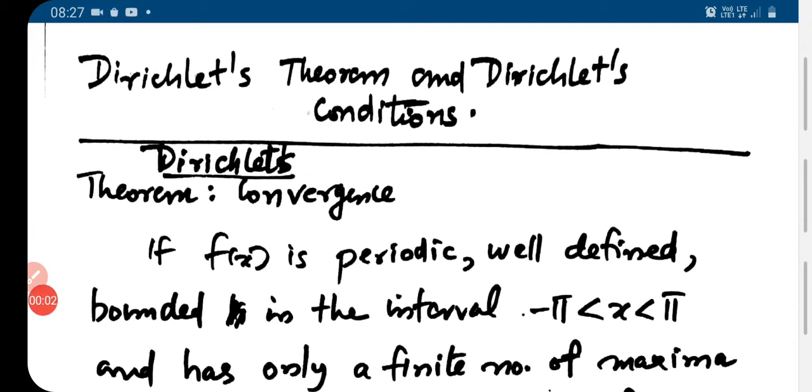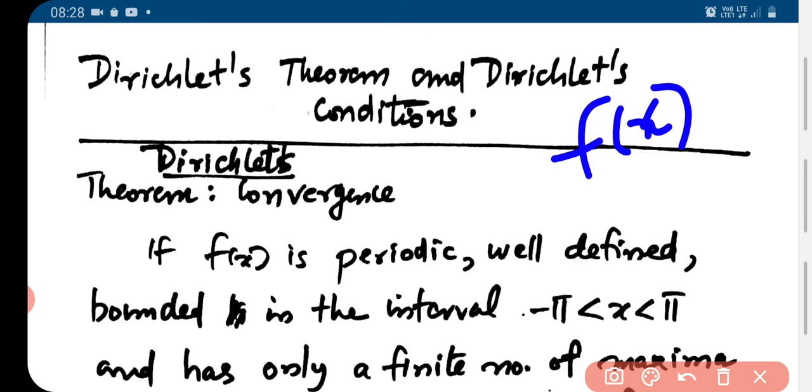Hi, let us today discuss Dirichlet's theorem and Dirichlet's conditions. This is an important theorem connected with the Fourier series, and it discusses the convergence of a function. We are expressing a function f of x as a Fourier series, as an infinite sum of sines and cosines. That is what we do in Fourier series.